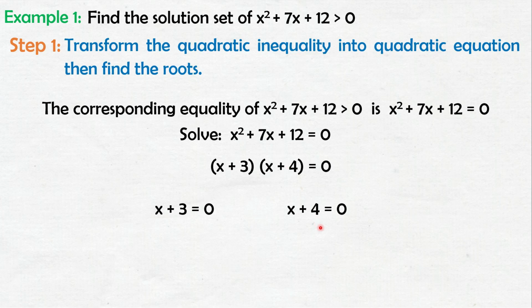And then by zero product property, equate natin yung dalawang factors sa 0. Transpose natin si 3 sa right side, makuha natin ay x equals negative 3. Transpose natin si 4 sa right side, makuha natin ay x equals negative 4. So we have the roots negative 3 and negative 4.